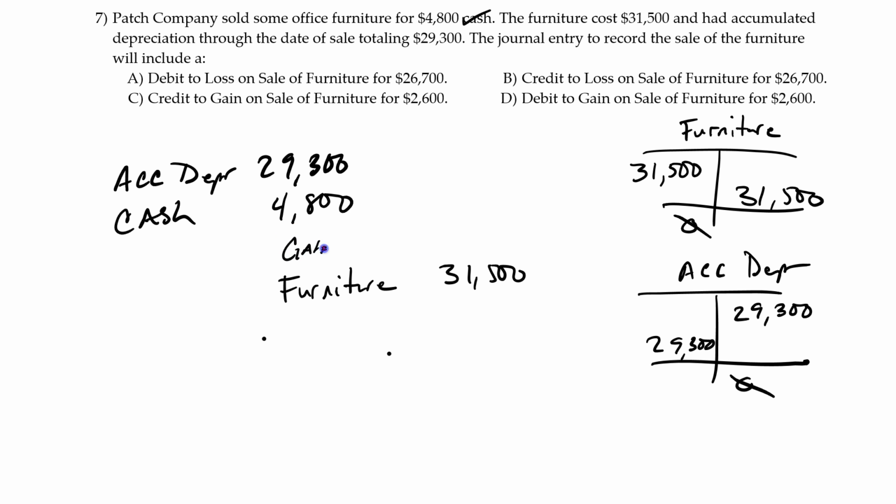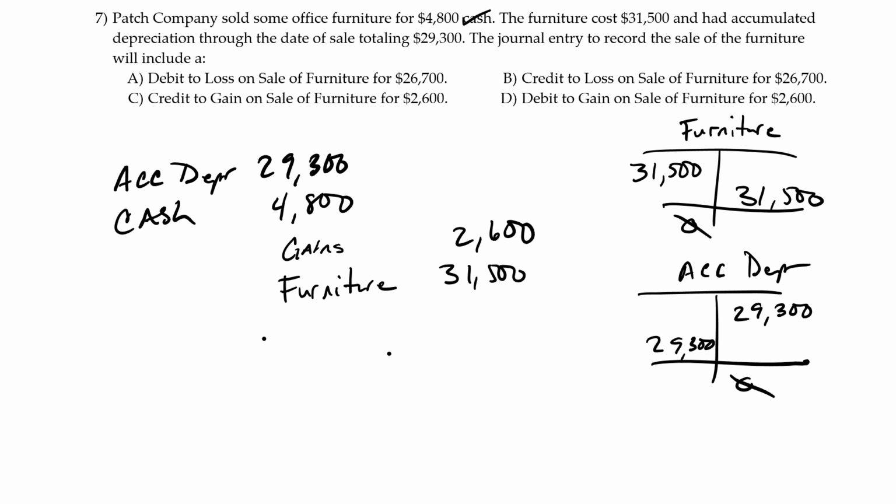Gains are credits just like revenue, right? Gains increase net income, revenue increases net income. They both have normal credit balances. So because this needs a credit, I know that's a gain. Losses are like expenses. If this needed a debit, it would be a loss because it's like an expense. And then to make that balance, I add up my debits, I subtract my credits, and what I really need is $2,600 for the gain, and that journal entry is now in balance.